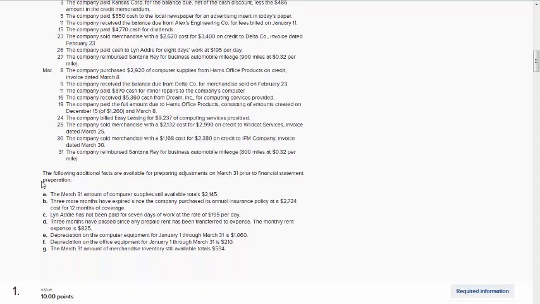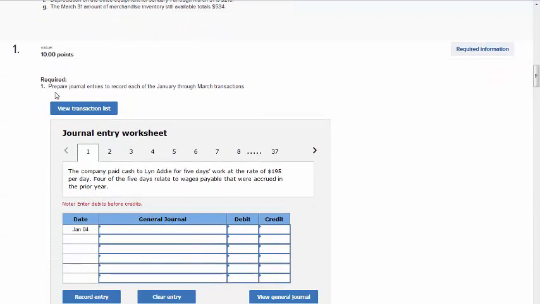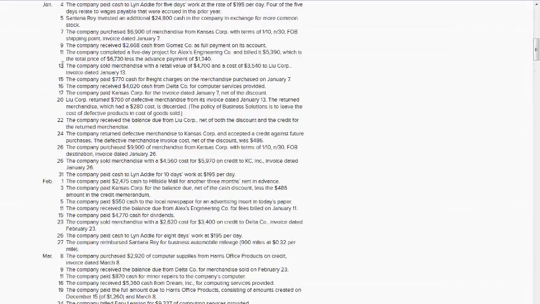And then they go on to tell you the following additional facts are available for preparing adjustments on March 31st. So they're preparing adjusting journal entries at the end of the first quarter, which includes January, February, and all of March. So that's 3 months that will be in the first adjustment period prior to financial statement preparation. They give some additional information, letters A through G. Now the first part is to journalize. Number 1, prepare journal entries to record each January through March entry or transaction. So it has the information up here.